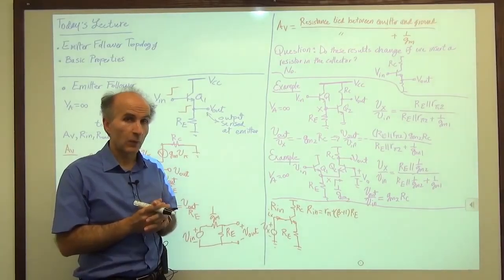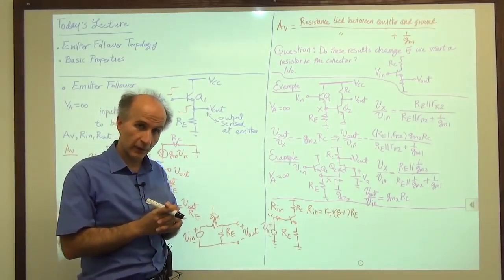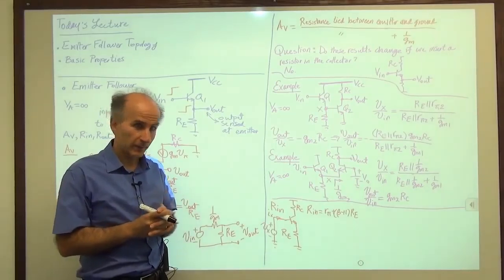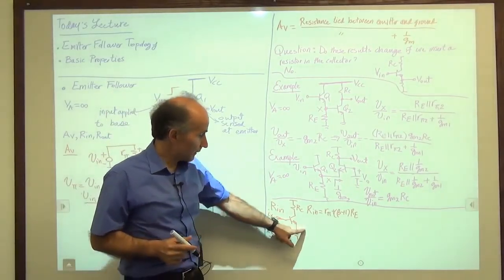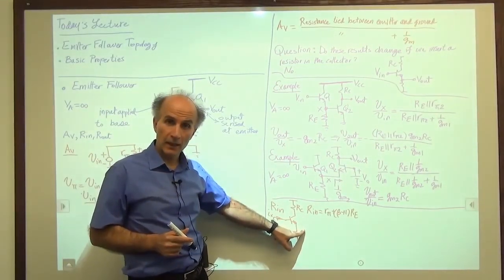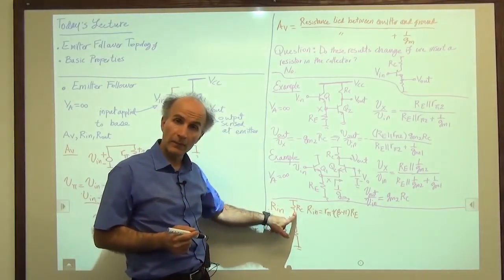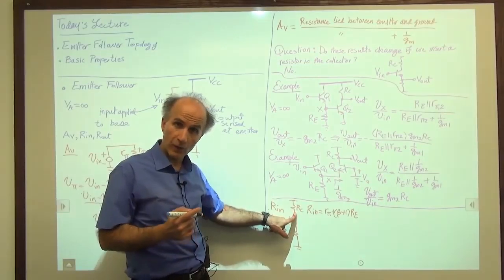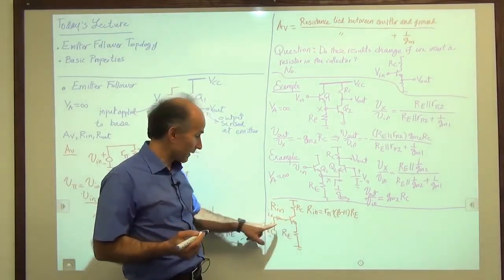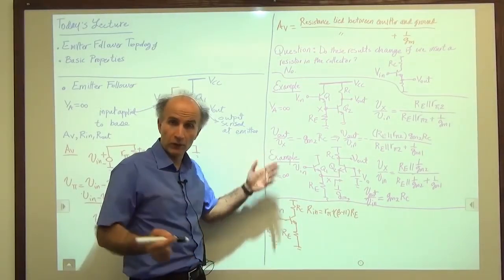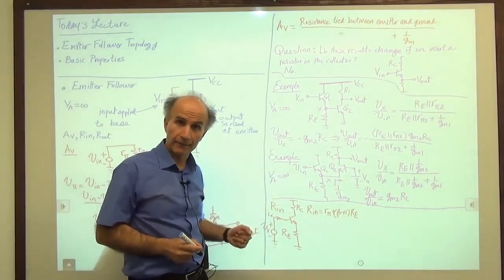I repeat, when we are calculating the input resistance of a circuit, we don't know where the output is. If the output is here, that becomes an emitter follower. If the output is here, that becomes a common emitter stage with degeneration. But as far as the input resistance is concerned, we don't know where the output is, and we don't care.